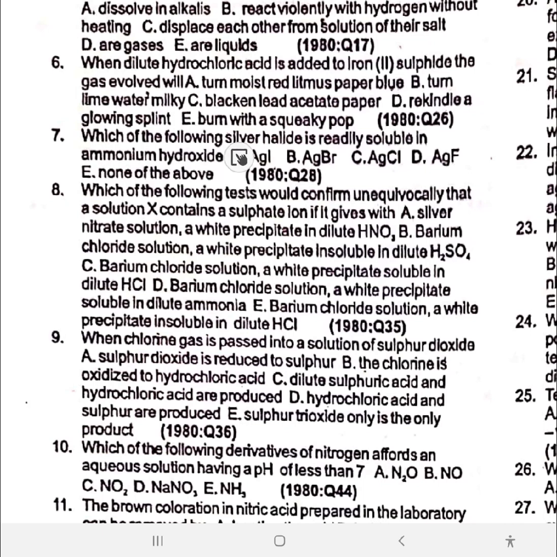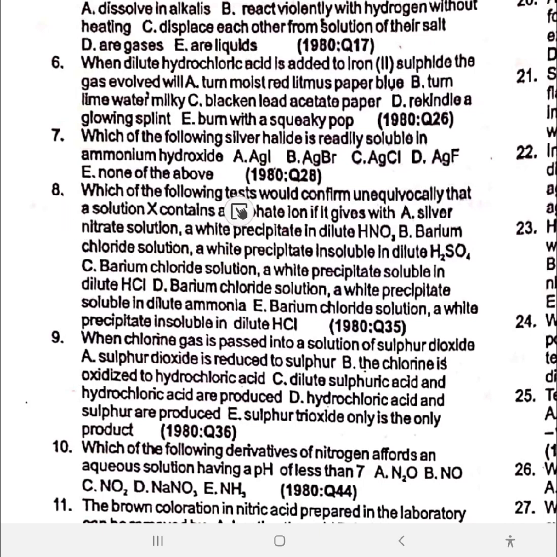So they say which of the following halides is readily soluble in ammonium hydroxide? The correct answer is option C. So silver chloride is readily soluble. See all of them here: AgI is silver iodide, AgBr is silver bromide, AgCl is silver chloride, AgF is silver fluoride. All of them here are halides. Don't forget what I say, be halide though.